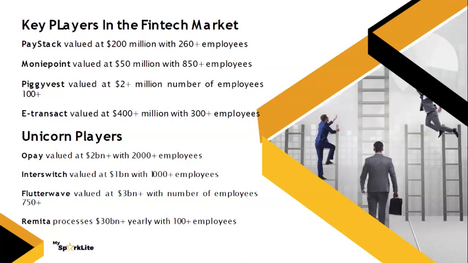Okay, so we have the unicorn players. When you hear the word unicorn, it means a company is at $1 billion in valuation. When your company is valued at $1 billion, you are automatically categorized as a unicorn. That is just it. So who are some of the unicorn players? You have OPay, you have InterSwitch, you have Flutterwave, and you have Remita. So that is it about that.